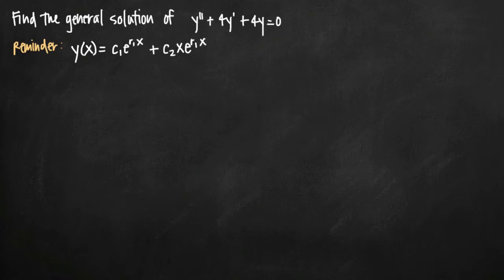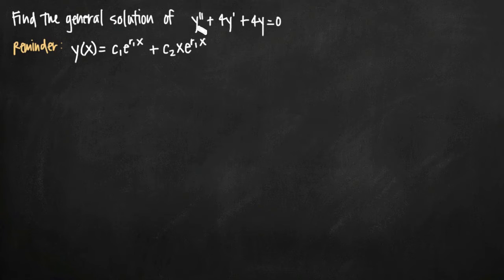Today we're going to be talking about how to find the general solution of a second-order differential equation. In this particular problem, we've been given the equation y double prime, or the second derivative of y, plus 4 times y prime, or the first derivative of y, plus 4y is equal to 0.